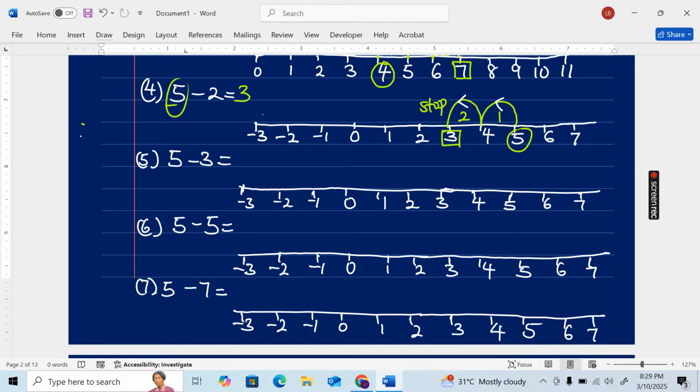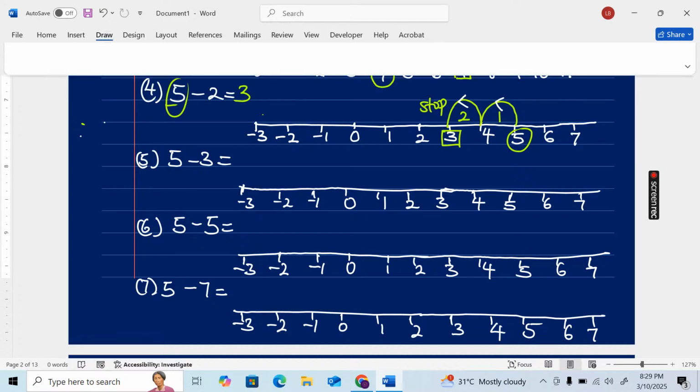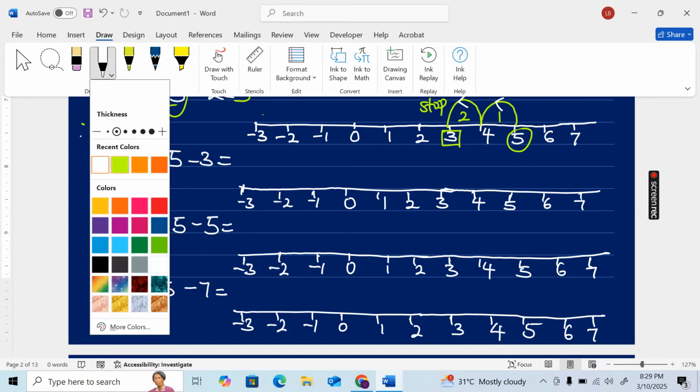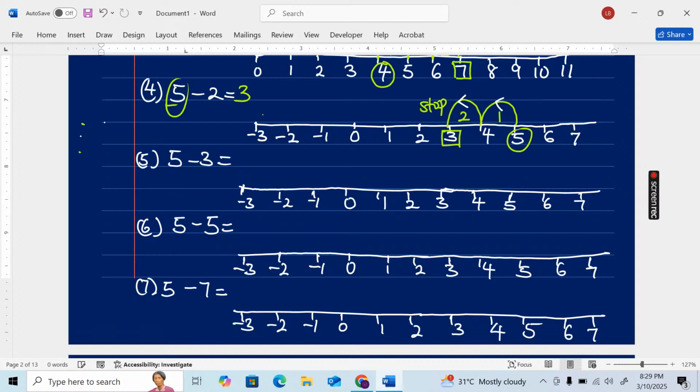Now moving on to the next one. The next one is 5 minus 3. The first number in our question is 5. Look for 5 on the number line. You can give it a circle. Place your pen on it and subtract 3. We are moving to the left 3 times because we are subtracting. Let's go. 1, 2, and 3. We stopped on number 2, which means our answer is 2.